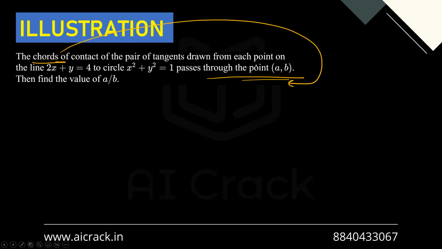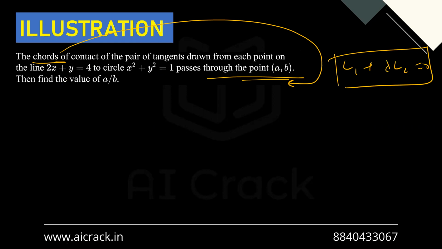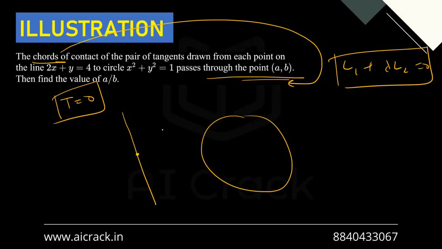Now this kind of statement would give me the idea of family of lines. Okay, line 1 plus lambda times line 2 equals to 0. I would get this kind of feeling based on these two statements. So let's see how do we solve it. So now we are talking about chord of contact. So basically, eventually we have to use T equals to 0. Okay. Now chords of contact of a pair of tangents drawn from each point on the line 2x plus y equals to 4. So basically there is a variable line over here and there is a circle, and we are drawing chords of contact from this particular line.